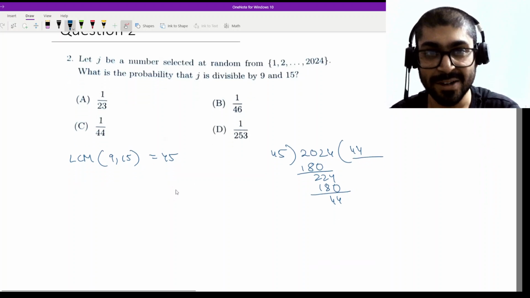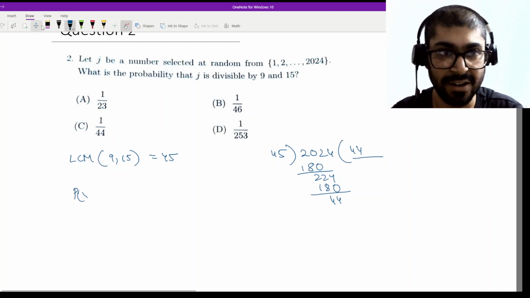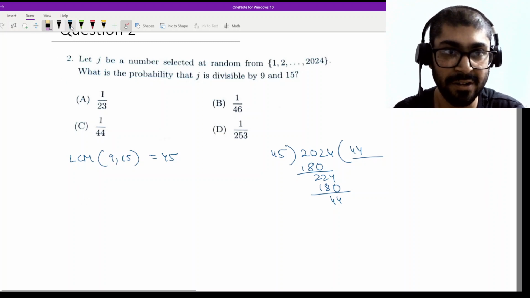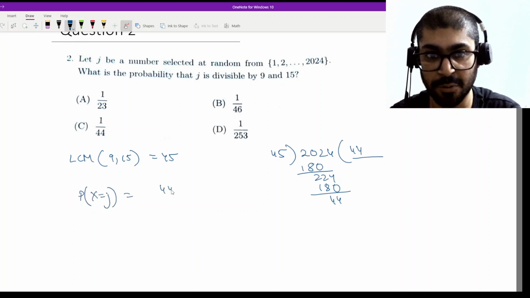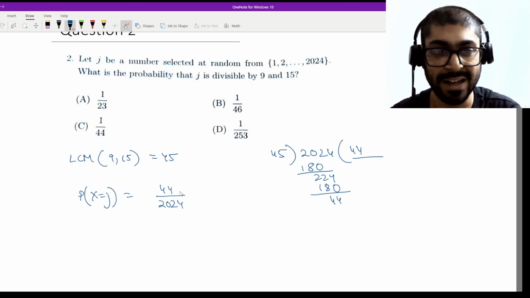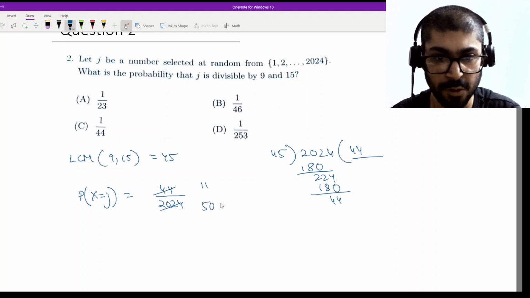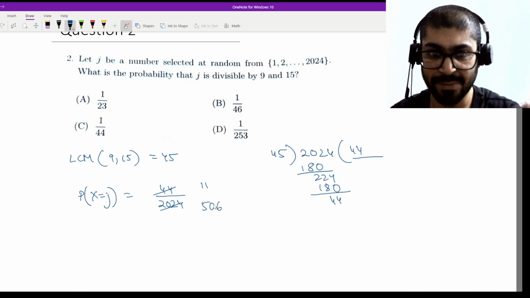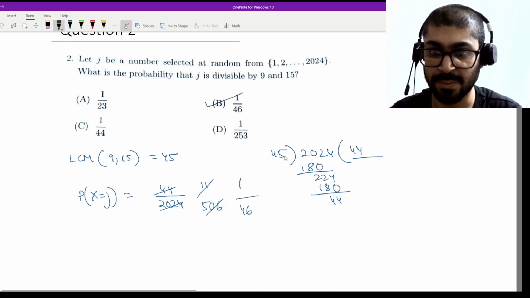Now I hope this is clear that we have 44 numbers here. If there are 44 numbers that are divisible by 45 between 1 and 2024, the probability will be 44 by 2024. Now cancel it. I'll cancel it by 4 first, so I'll have 11 by 506. Now 506 is divisible by 11, because 5 and 6 is 11 minus 0. So dividing by 11, I'll have 1 by 46. So this is option B.